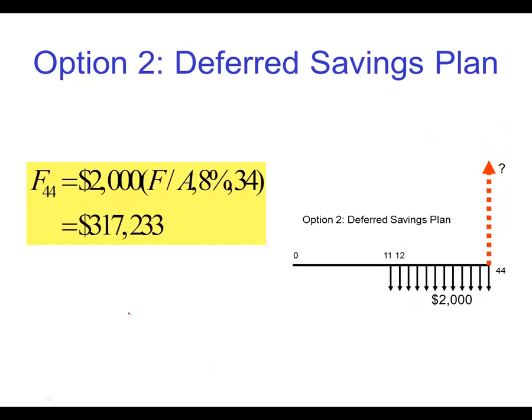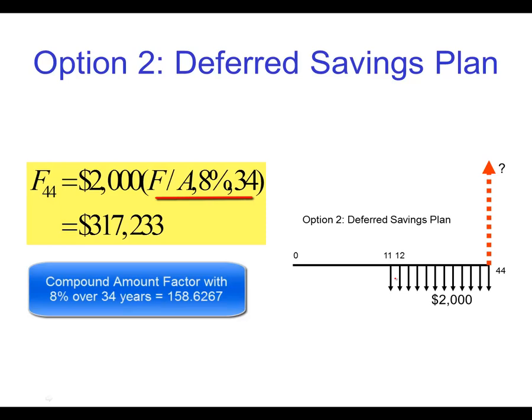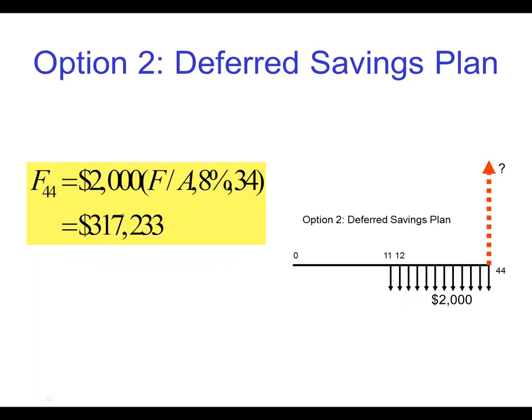If I go with option number 2, then I'm not making any payments from 0 to 11. From 11 to 44, that's 34 years, with interest rate 8%. Then by the end of the 34 years, I will have $317,233. This will be the amount after 34 years.